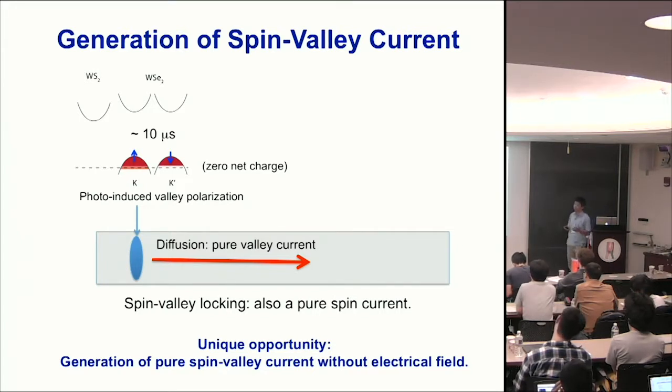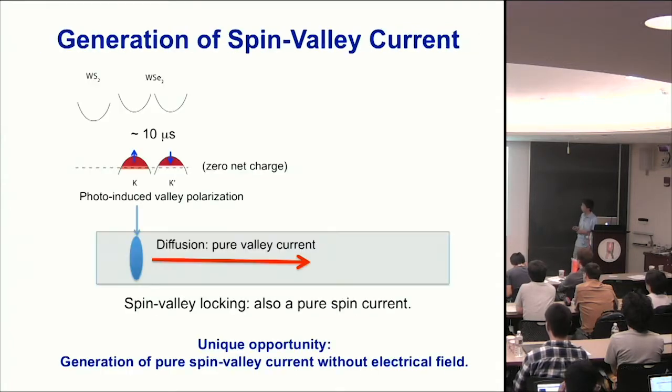So what you can see here is basically you actually have net zero charge flow, but you actually have a well-defined valley current flow and spin current flow along that direction. So this basically creates a fairly interesting opportunity that you can actually generate a pure spin and valley current without any electrical field, just by local circular polarized laser excitation.